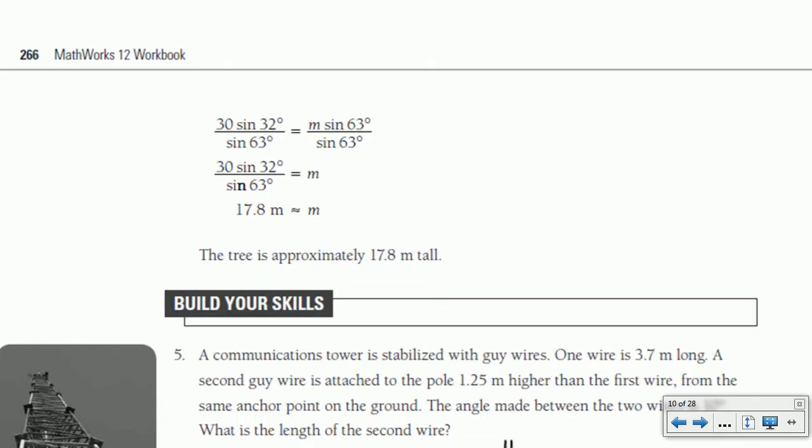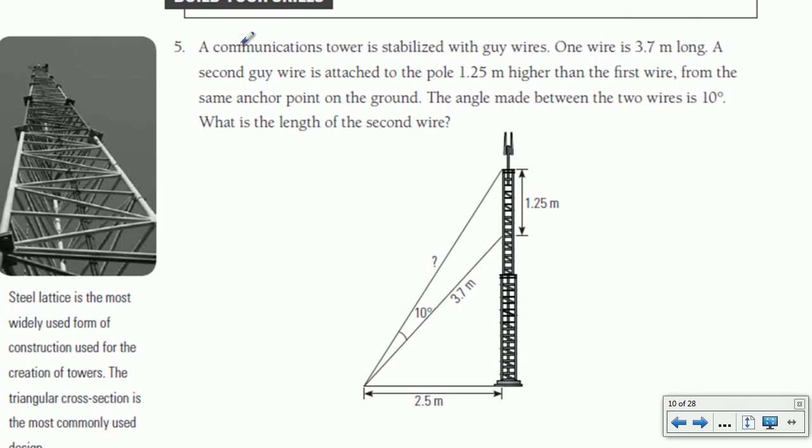So now I'll have a look at number 5 on the next page. A communications tower is stabilized with guy wires. One wire is 3.7 meters long. A second is attached to the pole 1.25 meters higher than the first. From the same anchor point, the angle made between the two wires is 10 degrees. What is the length of the second wire?